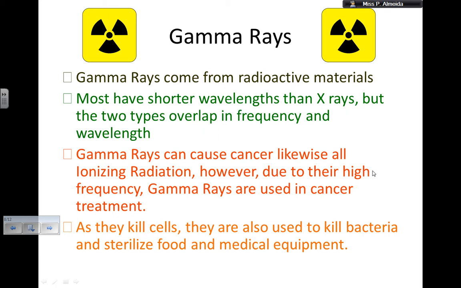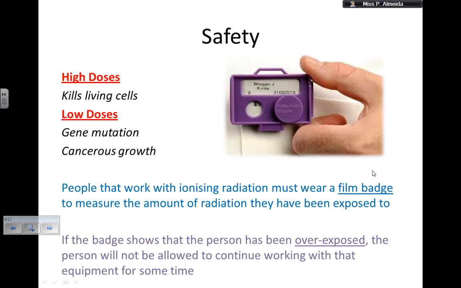However, due to their high frequency, gamma rays are also used in cancer treatment because they can kill cells, okay, the bad cells, the cancer cells. As they kill cells, they are also used to kill bacteria and sterilize food and medical equipment. Now, if you have high doses of ionizing radiation, it will kill the living cells, as you know. That's what is used in cancer treatment. Low doses are the ones that can give you gene mutation or cancer growth.